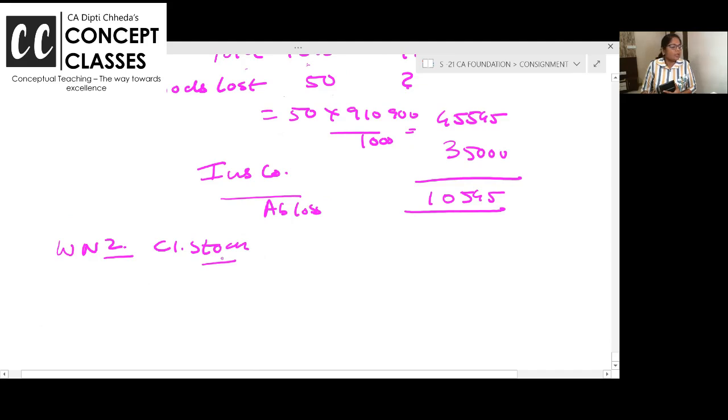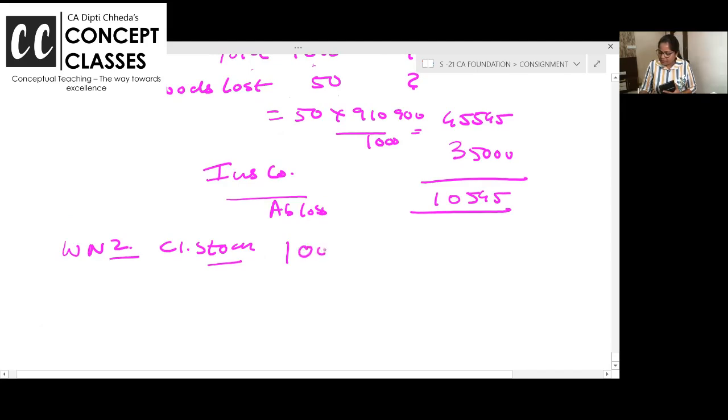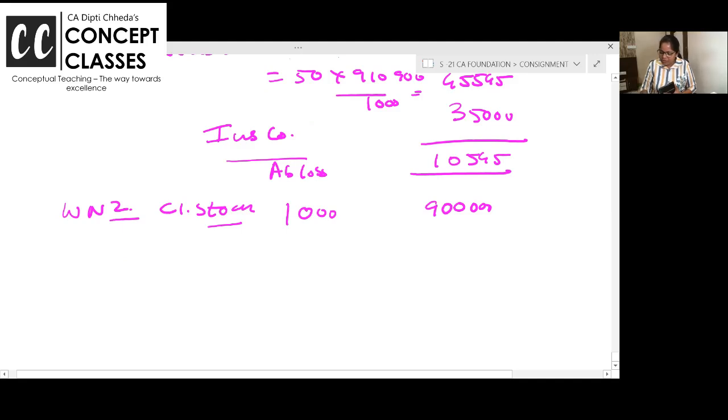Closing stock. How many units are sent? 1,000 units are sent at the cost of 9 lakh. Dear students, you can do per unit cost and then multiply, but I feel total is always easier. 1,000 units are sent. Cost. Then consignor's expense, the whole total.